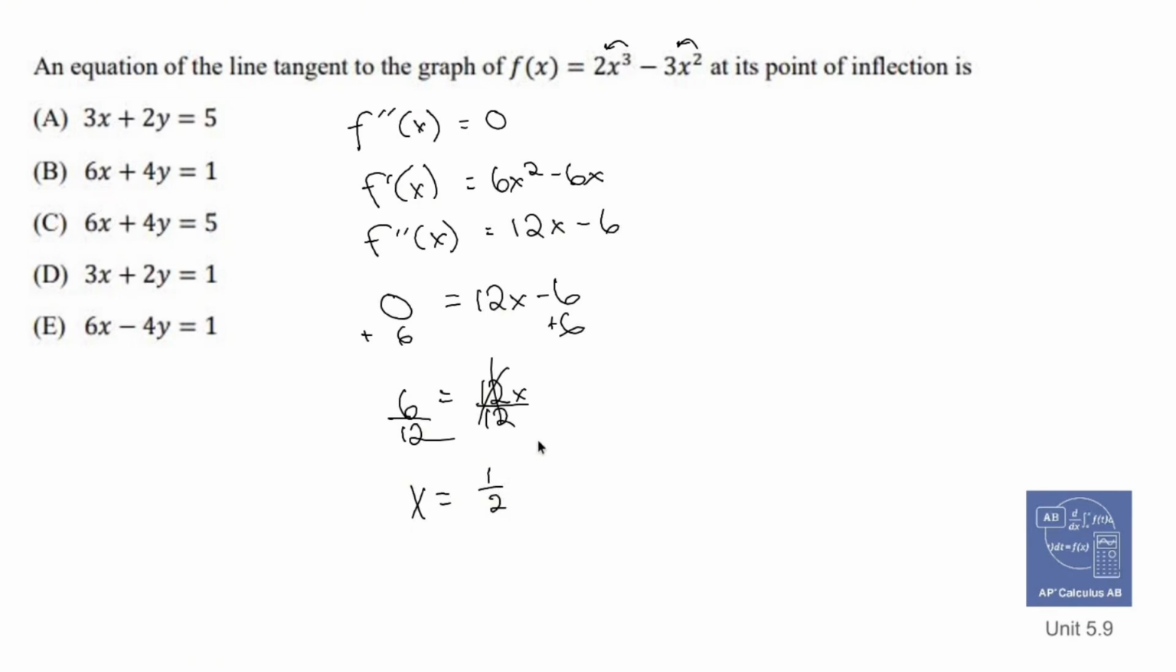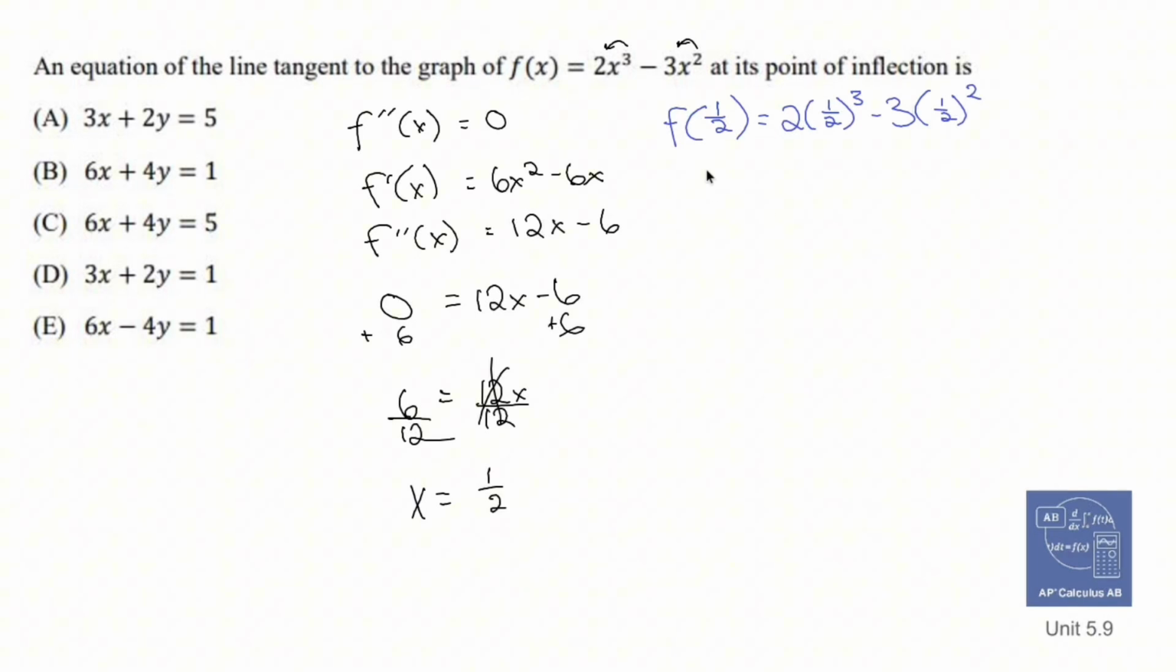Now, in order for me to come up with an equation of anything, I need a point and I need a slope. I have half a point. So the way I find the other half of the point is I take that 1/2, I plug it into the original function, and that'll give me the f of x, or the y value, of the other half of the point. So I need to find out what f of 1/2 is. So f of 1/2 is going to be 2 times 1/2 to the third minus 3 times 1/2 squared.